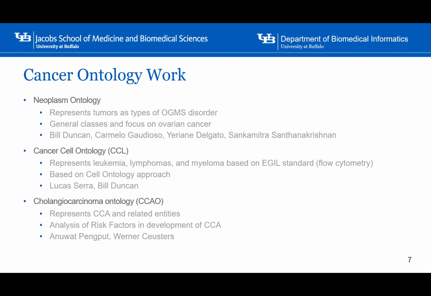And then the cholangiocarcinoma ontology was done by my graduate student, Anawat Pengput. It represents cholangiocarcinoma and related entities. And Anawat, for his dissertation work, among other things, did an analysis of risk factors in the development of CCA, which is an endemic disease in Thailand because of people being infected with liver flukes they get from eating infected fish. Anawat also worked with Werner Ceusters to convert this ontology to a first-order logic format, which is really interesting work, but separate from my work with Anawat, except for the fact that they used the work that we did together as a basis for that development.